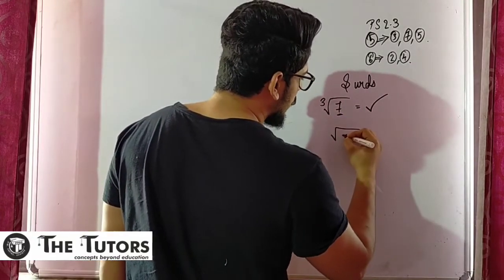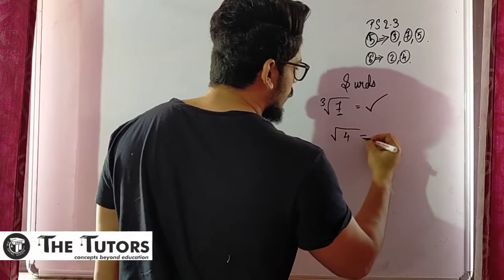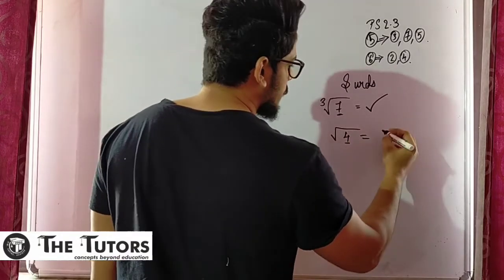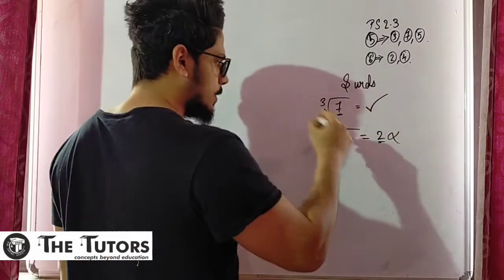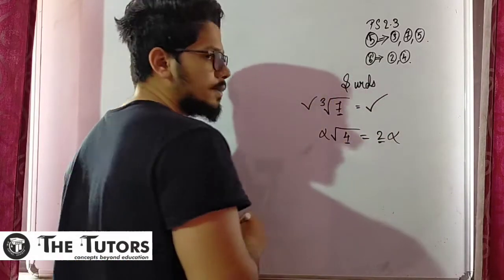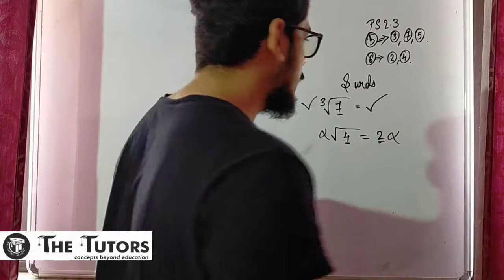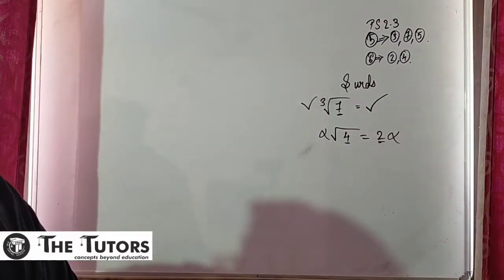Suppose I have the square root of 4. It is a positive rational number, but the answer you get is also a positive rational number. So this is not a surd. This is a surd. Quick revision time. Let's move on to our sums.